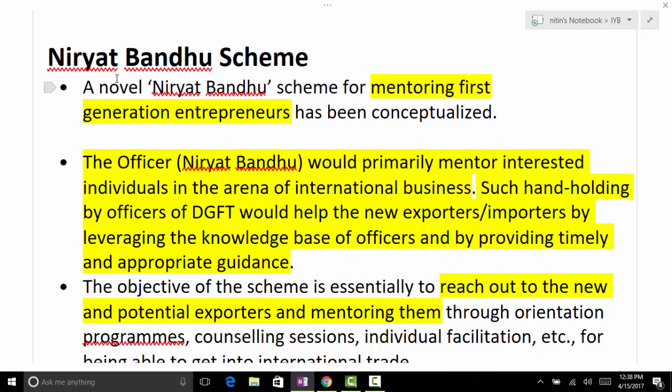So Niryat Bandhu is an officer, and provides a hand-holding exercise to the various exporters so that whatever their issues are, they can be resolved. Whatever hurdles they face, they can be taken forward, with help at every level while they go through the process of exports. It doesn't differentiate between import and export, it is for both importers and exporters, but the focus is more on the exports.